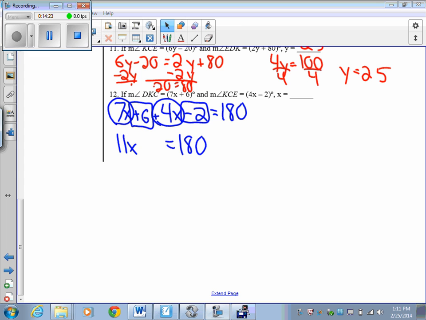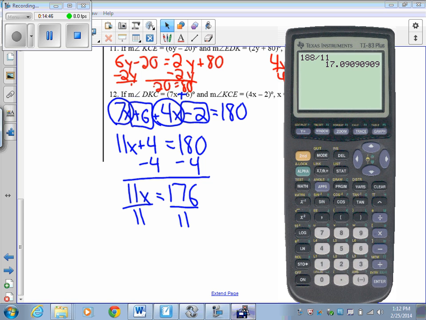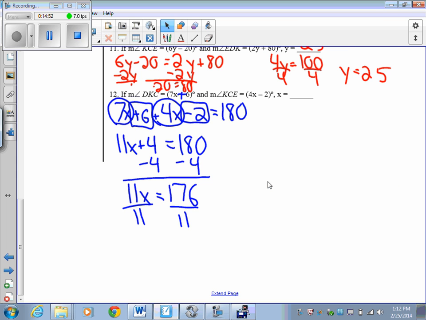So I paused the video for a second. I saw I made a mistake in copying down the problem. This right here is a plus, not a minus. So when we do that, we should end up with 11x plus 4 is equal to 180. So sorry about that. So we take 176 divided by 11, and we get x is equal to 16.